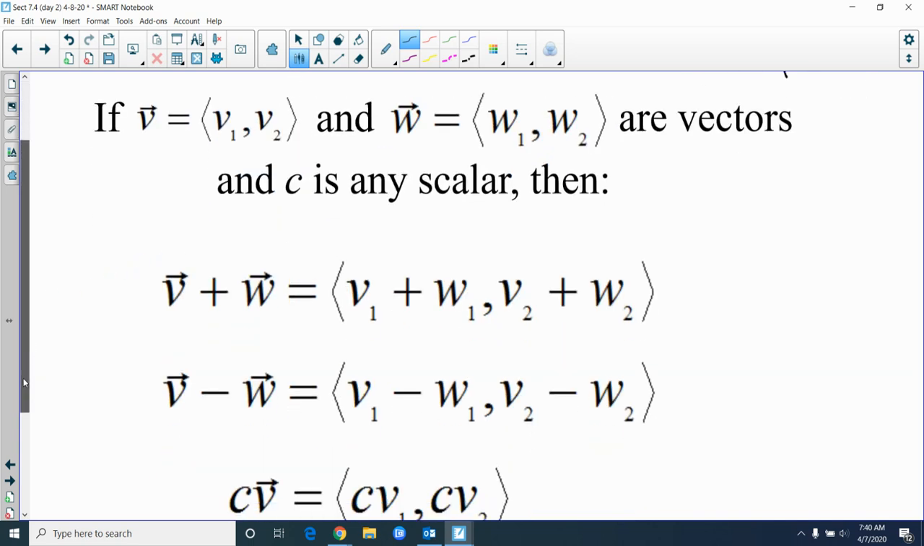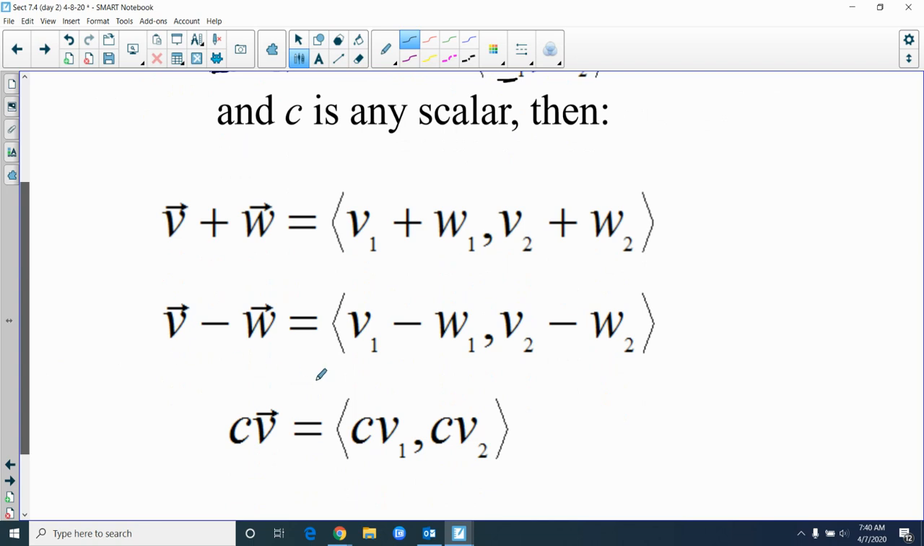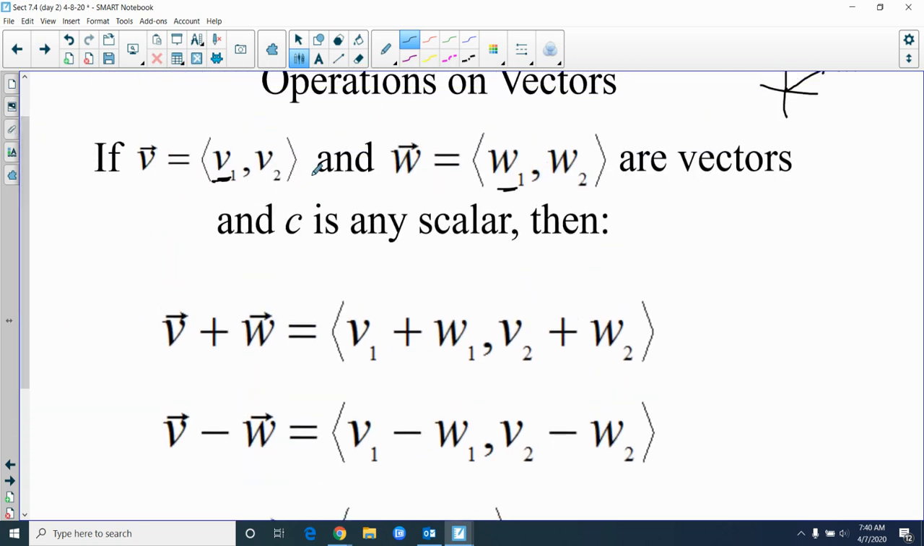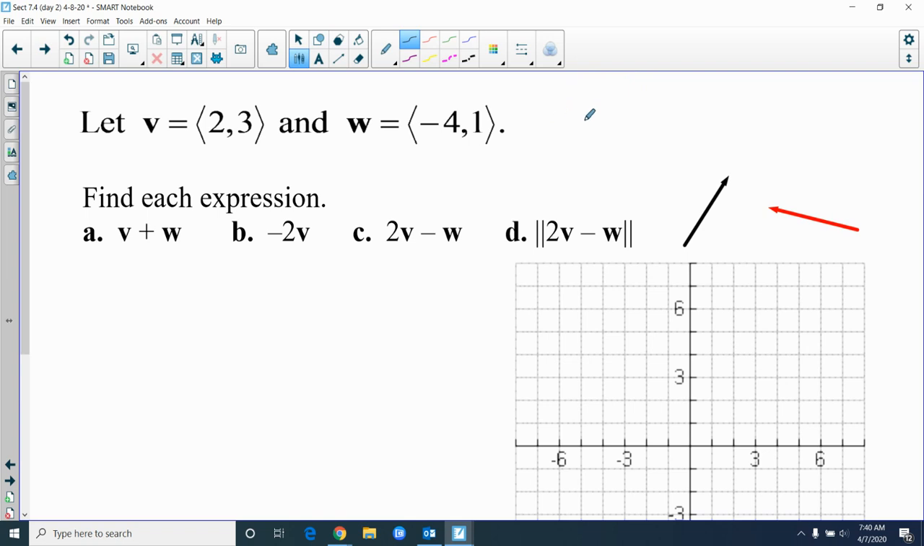If you add them, it's just like you would think. You add the x parts together, v1 plus w1, and then v2 plus w2. When you subtract them, you subtract the x parts and subtract the y parts. And c times v, that's a constant, a scalar, so you just multiply both of them. It's not anything different than you would think. If we have things represented as position vectors, it's pretty easy to add and subtract them.